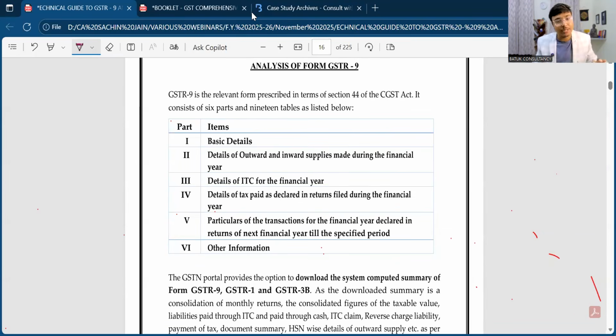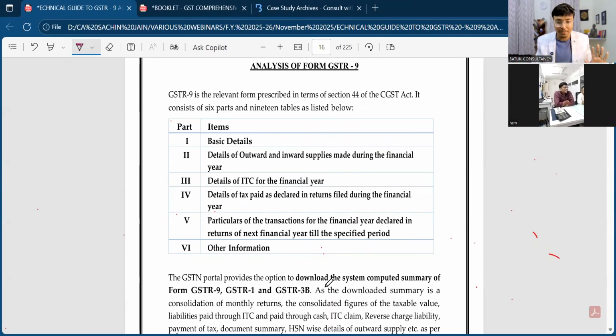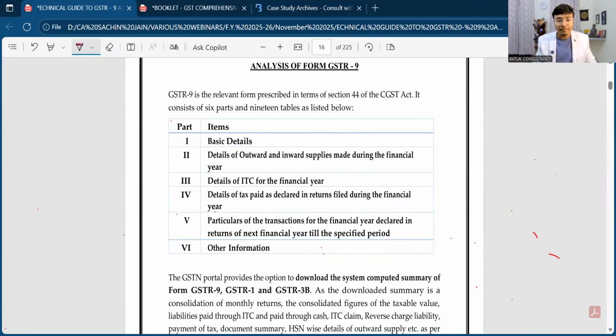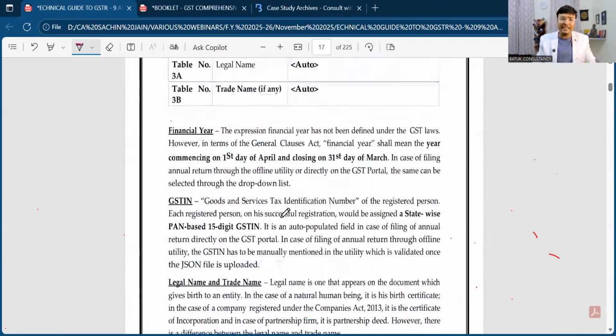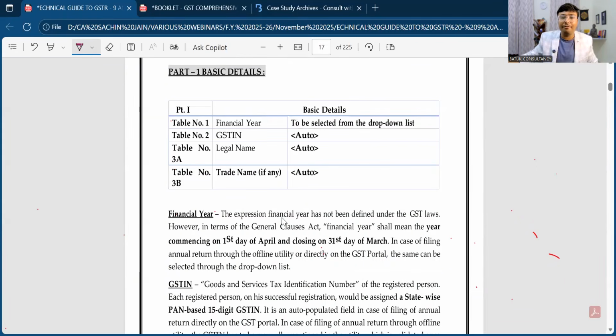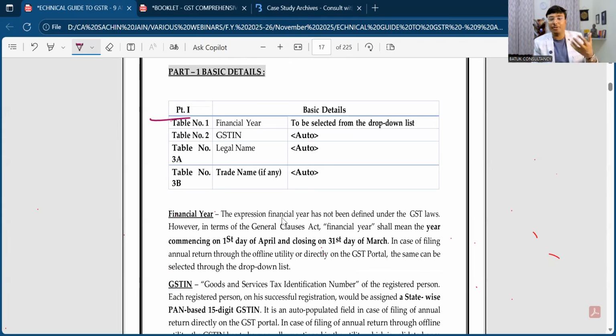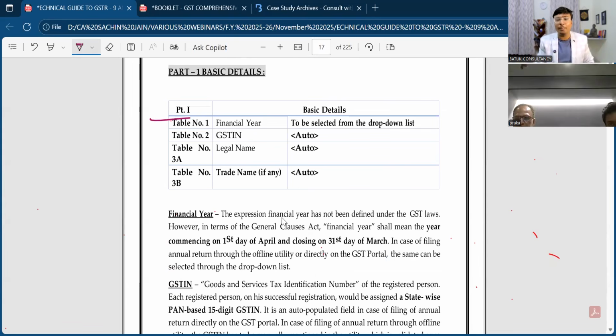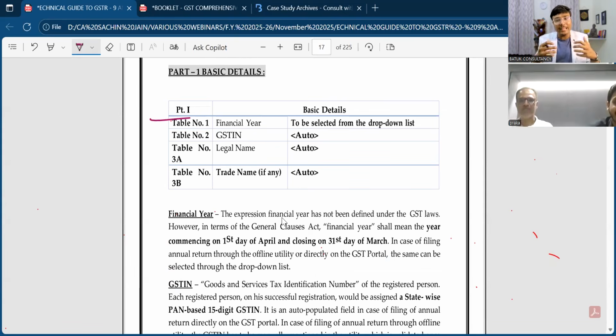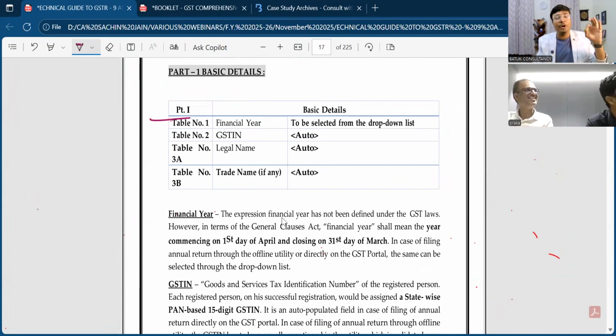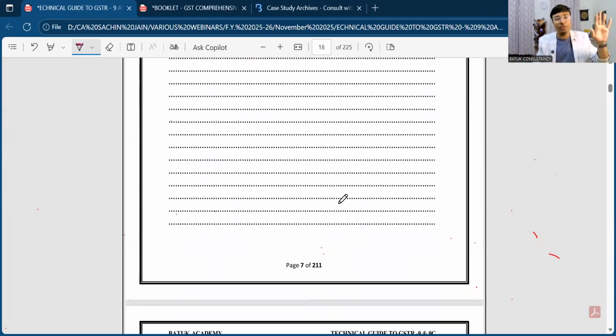Now let's start our discussion. The first part: we have divided this GSTR-9 into 6 parts. Okay, in the first part, government is asking for the basic details, that is, who are you. Okay, government is asking for that. So in the basic details, they are just asking what is the financial year for which you are filing the GSTR-9 return, basically 2024-25. Your GSTN will be auto-populated. Your legal name will be auto-populated. Trade name, if you have applied, in that case also the same will be auto-populated for you. Okay. So in this particular field, we need not do anything. It will be auto-populated completely.